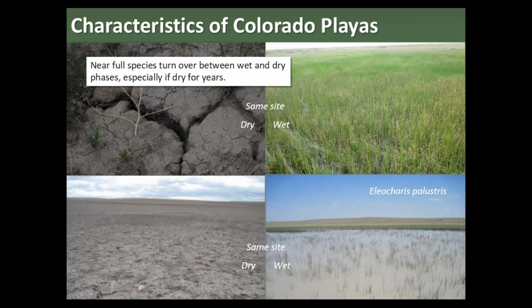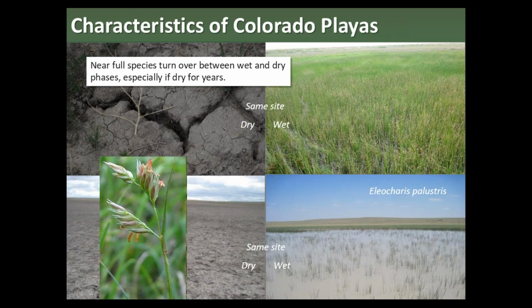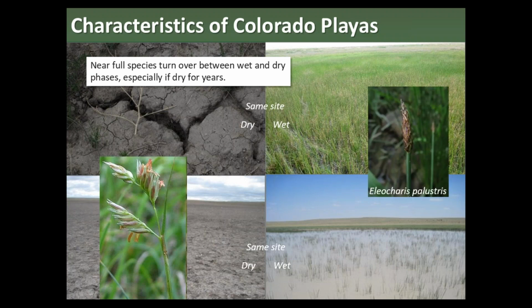Vegetation within playas is fascinating. They can experience a near full species turnover between wet and dry phases, especially if dry for years. We've had the opportunity to study the vegetation in a handful of playas over multiple time periods, including wet and dry phases. When dry, these sites contain low cover of typical short grass species, including buffalo grass and saltgrass. When wet, a previously unseen population of spike rushes and common three-square emerged from the dry soil.